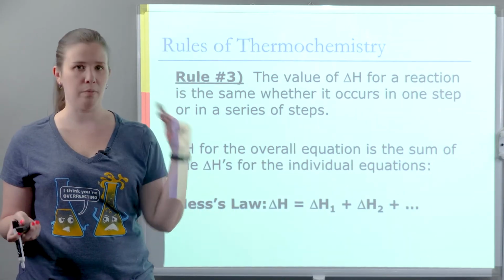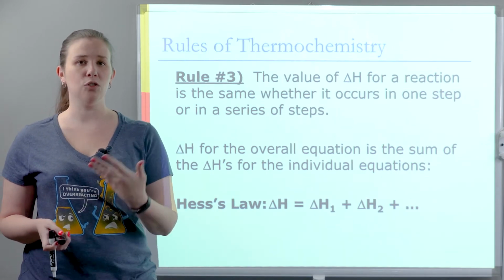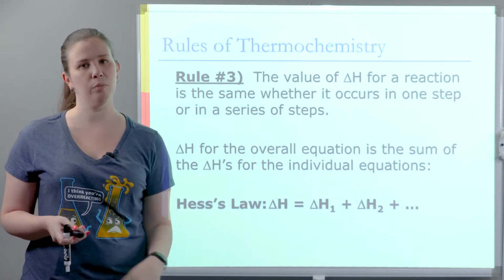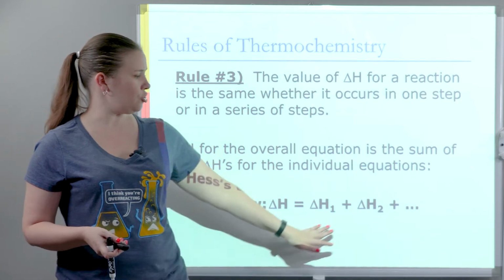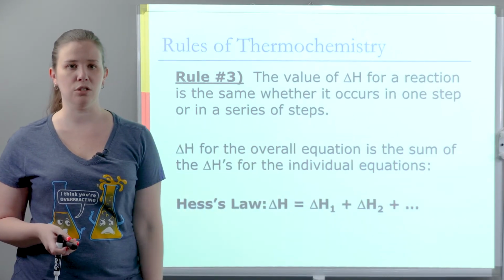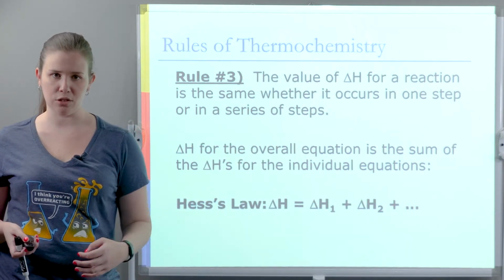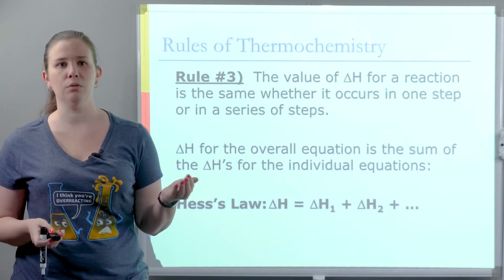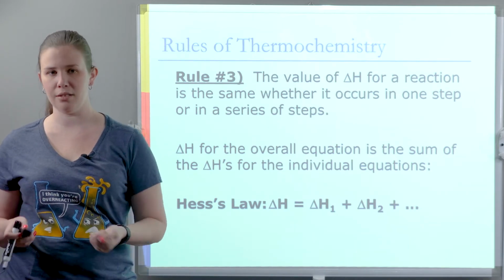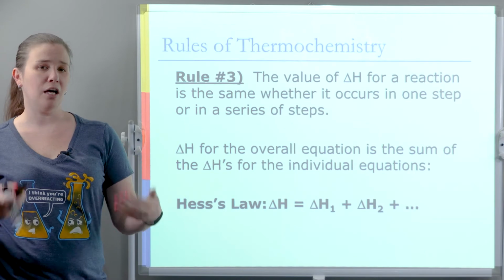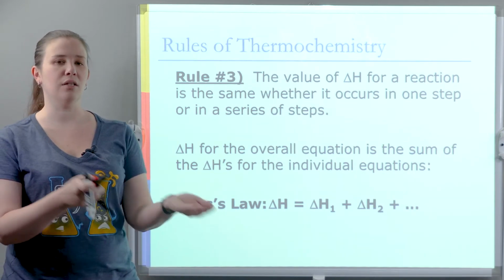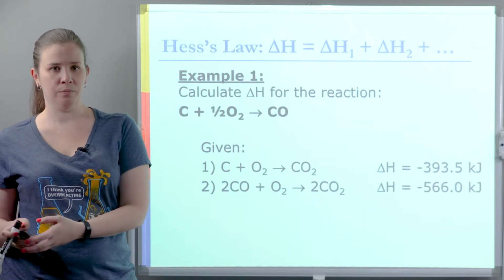Not all reactions happen in one step. Sometimes they take 2 or 3 steps to get to the desired product. So if you can find the energy of each individual reaction, you can then get the total reaction. This is our third rule of thermochemistry, also known as Hess's law. We want to add up all of the steps in order to get the enthalpy of the end product.